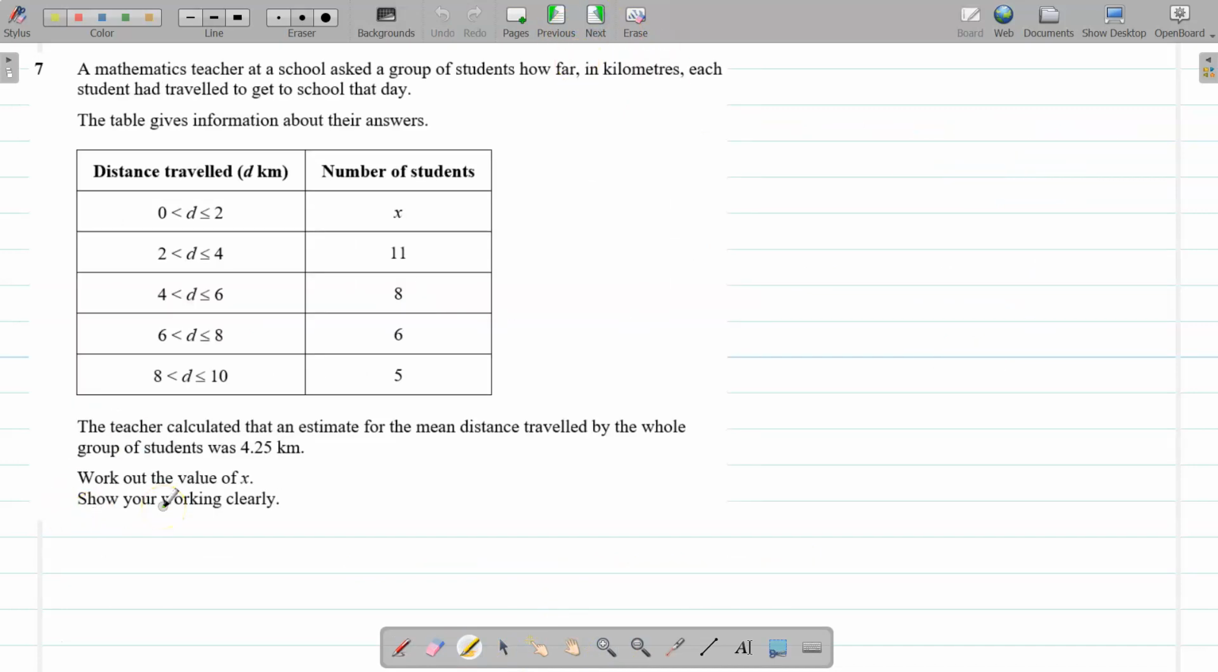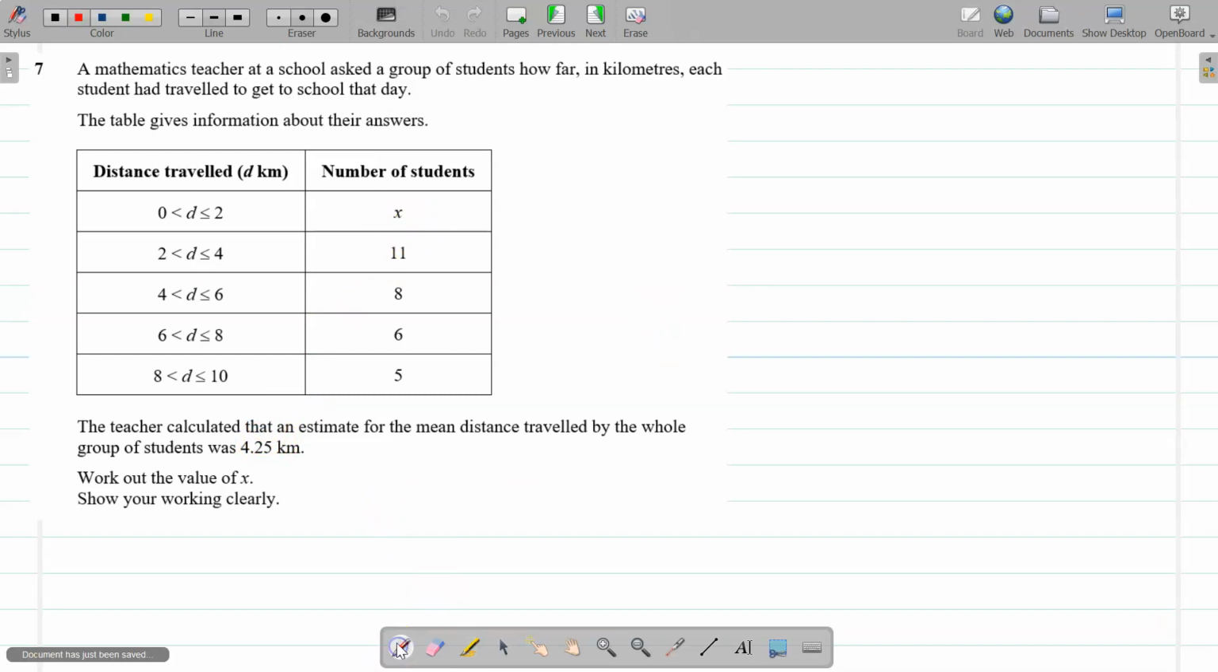Okay, next question. This is a grouped frequency table about the numbers of students and the distances they travelled. And we're told what the mean is. Normally in these questions you're given a list of just numbers here, and you've got to work out an estimate for the mean. You're told what that is, and you've got one missing number here to find.